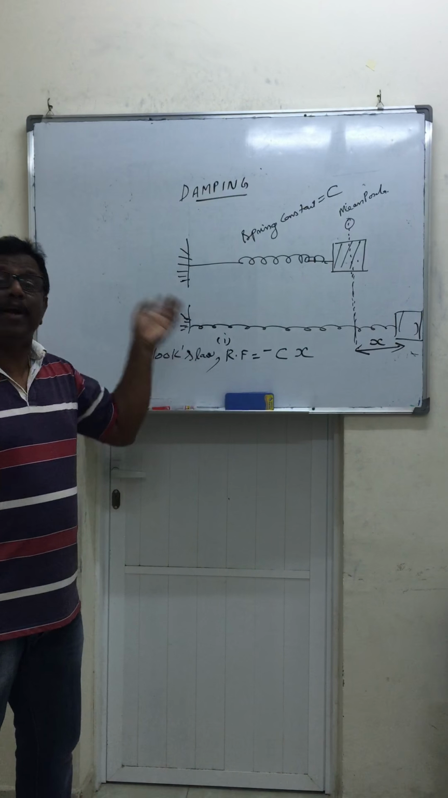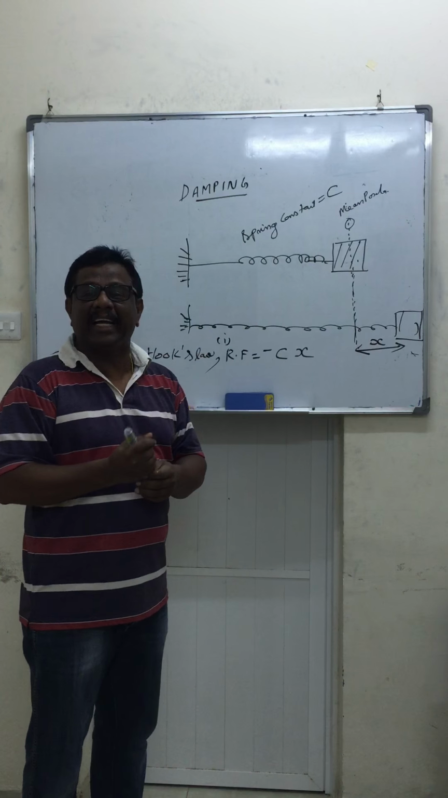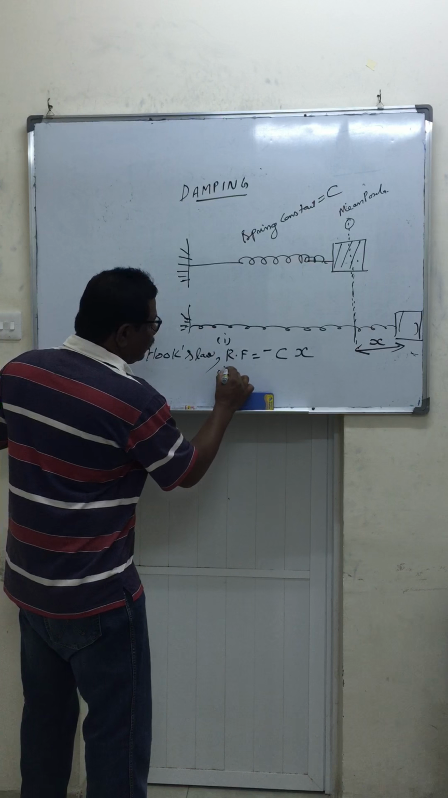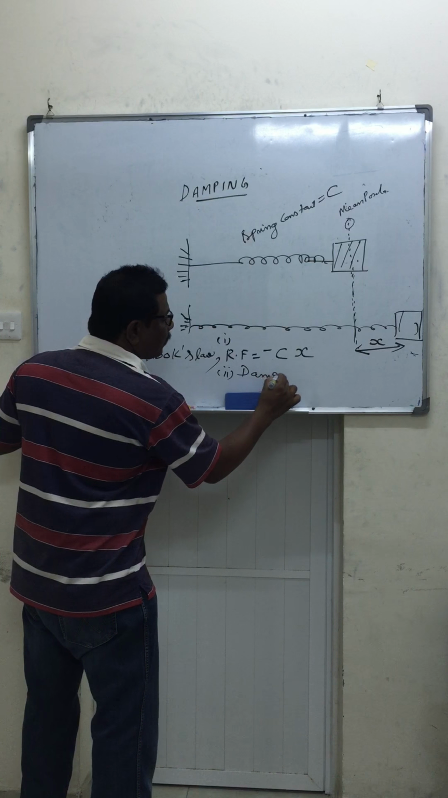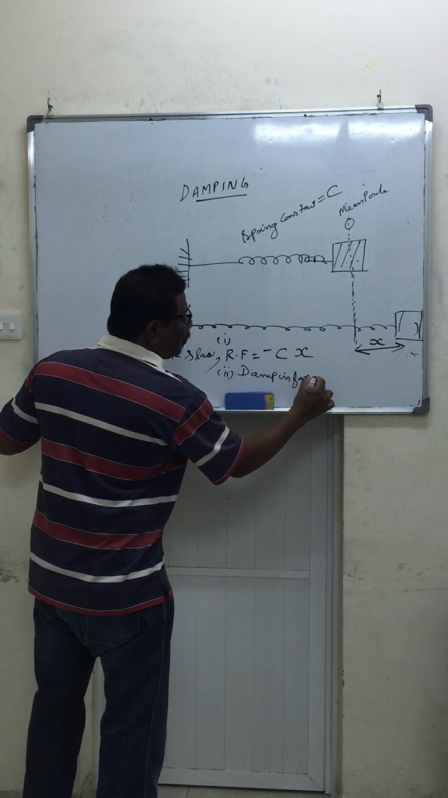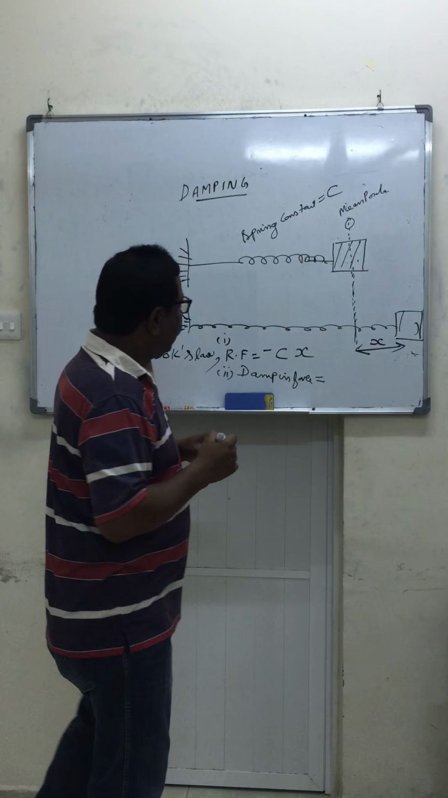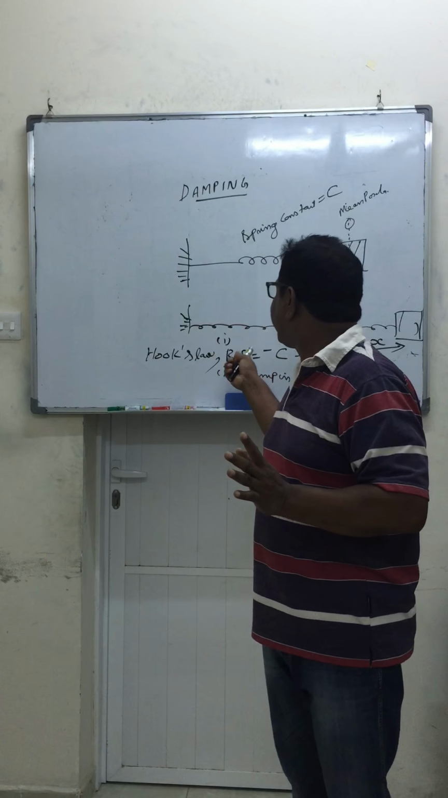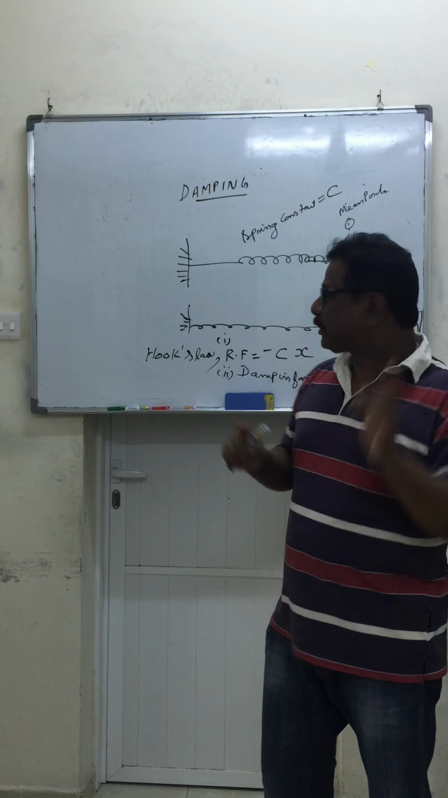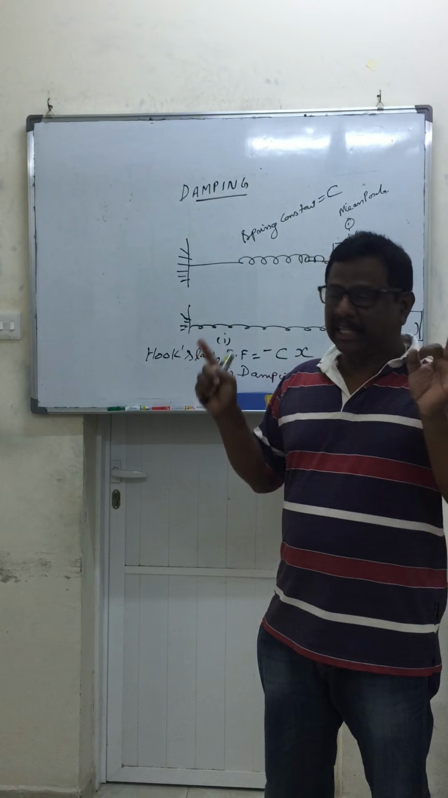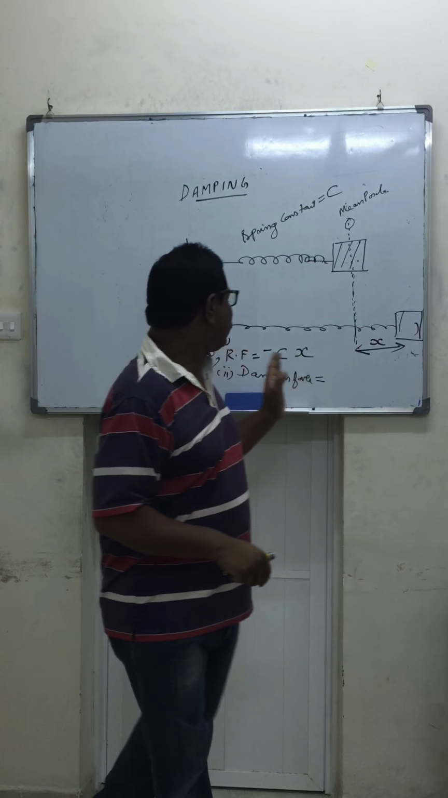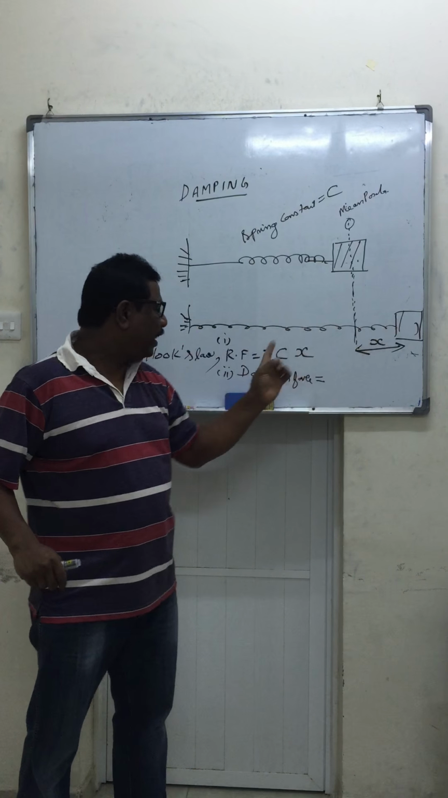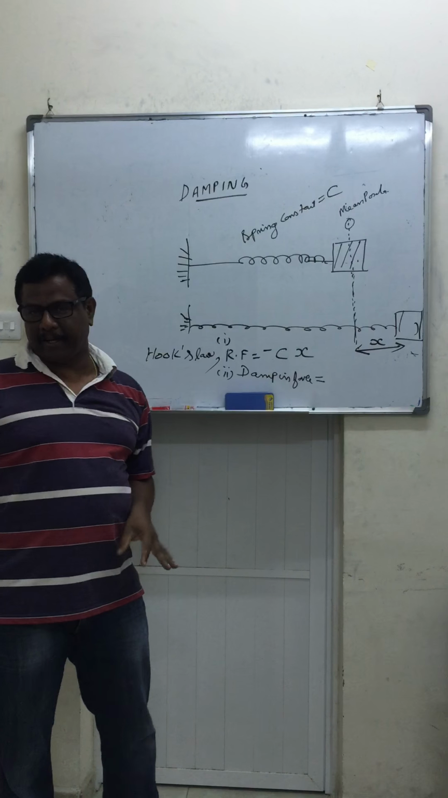Other than that, one more force is acting on the spring, and that is called damping force. Now I'll repeat. There are two types of force acting on the spring. First one is called restoring force. That restoring force we are getting based on Hooke's law, because we know that restoring force is equal to minus C into X. X is the extension and C is a constant called spring constant.